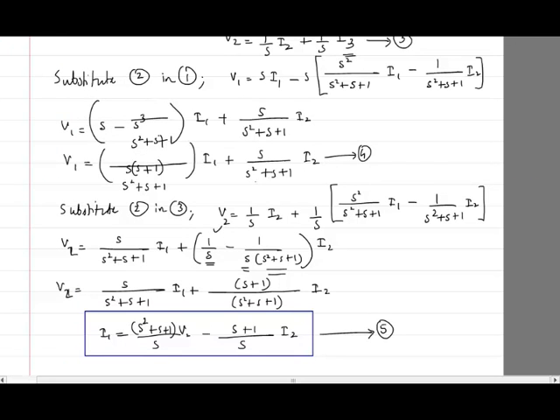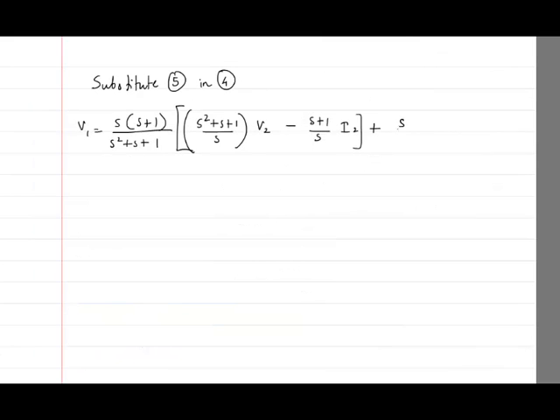The second part is this one, isn't it? So S divided by S square plus S plus 1 I2. Now this, if I expand it, I will get, see here, this S and this S will cancel off, this denominator and this numerator will cancel off, so I will get only S plus 1 V2.